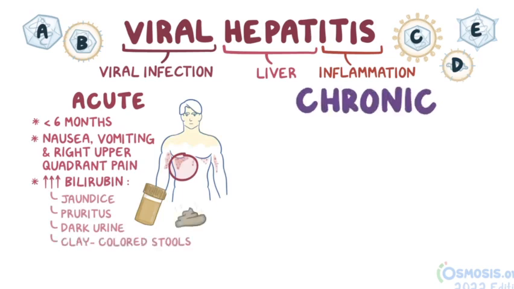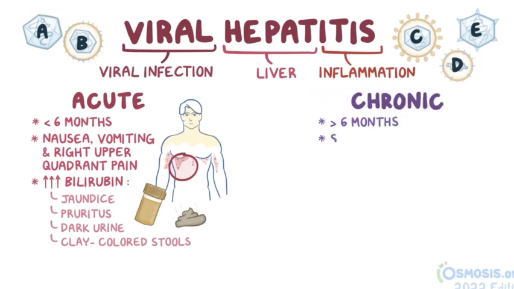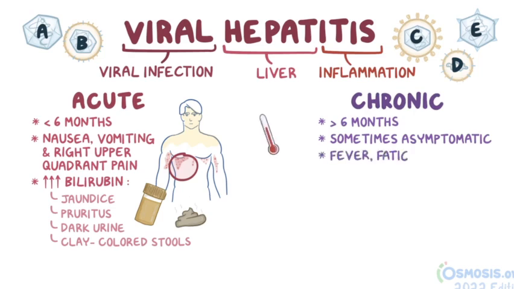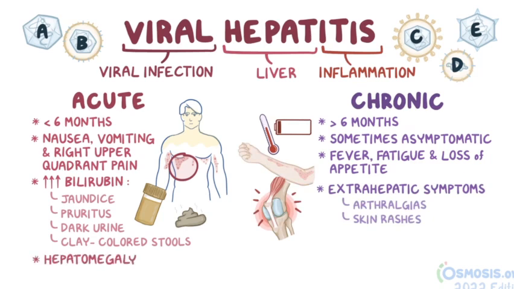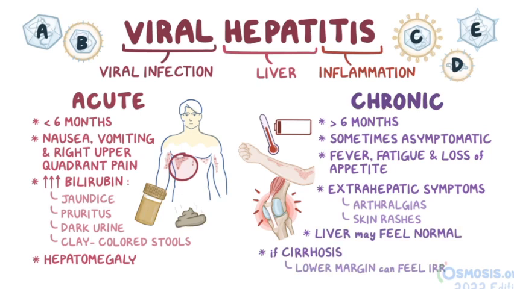Now, chronic viral hepatitis lasts for more than 6 months, and the individual can sometimes be asymptomatic. Other times, chronic viral hepatitis can cause fever, fatigue, and loss of appetite, as well as extrahepatic symptoms like arthralgias and skin rashes. On the physical examination with acute hepatitis, there's typically hepatomegaly, but with chronic hepatitis, the liver may feel normal on palpation. And if there's cirrhosis, the lower margin of the liver can feel irregular.